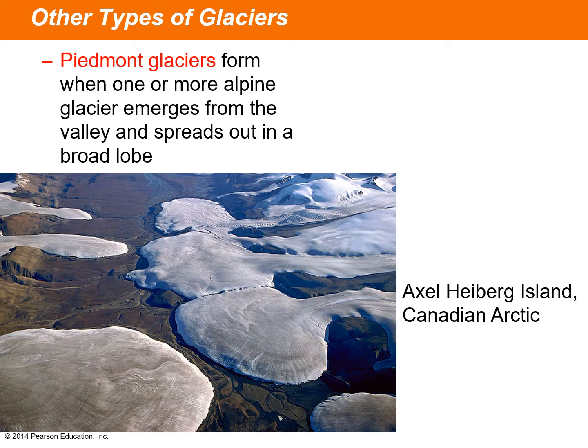Another popular type of glacier is a Piedmont glacier, and these form when one or more alpine glaciers emerge from valleys and spread out in a broad lobe within another valley that's at a lower elevation or larger valley. And so some good examples of Piedmont glaciers can be found at Axel Heiberg Island, which is in the Canadian Arctic, and that is what this photograph here is from.